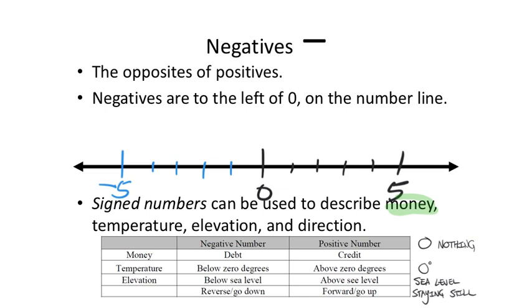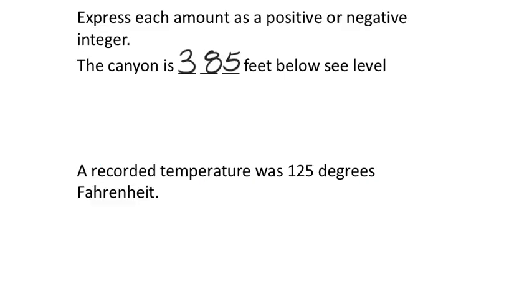Because sometimes stuff won't move. It will stay still. Maybe you will end up at 0 degrees or sea level. Who knows? So on these problems, it just says express each amount as a positive or negative integer. That's it. We don't need labels for this, which is kind of weird to me, because when I see word problems like this, my first instinct is to say, I need a label. And then sometimes I still miss it at the end.